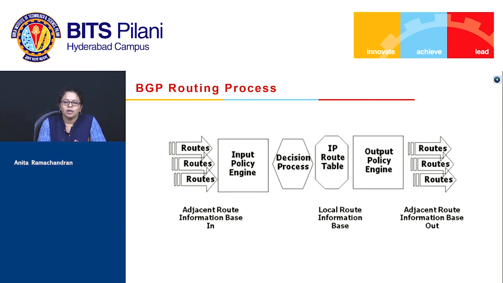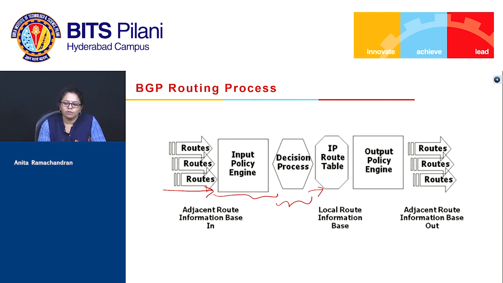Now, how does the BGP routing process happen at a higher level? We have routes coming in from the BGP speakers. There is an input policy engine. The implementation of a BGP routing system may not necessarily use the term input policy engine, but there will be something that does the functionality of an input policy, which means a set of input policies will be applied on the routes that are advertised by our neighbors. Then we go through a certain decision process in terms of what routes we will accept, and those routes are then put into the IP route table.